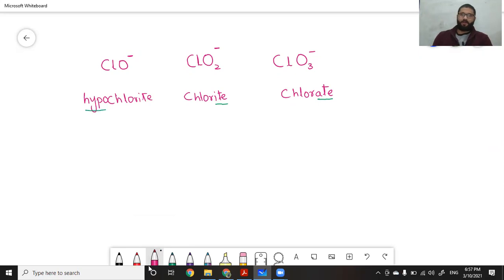Now, if we have more oxygen than ClO3, like ClO4 negative, this polyatomic anion also exists. At that time, you have to understand that the parent name will remain the same, chlorate, but before chlorate, you have to use the prefix per: perchlorate. So if you have 1 oxygen, hypochlorite; 2, chlorite; 3, chlorate; 4, perchlorate.